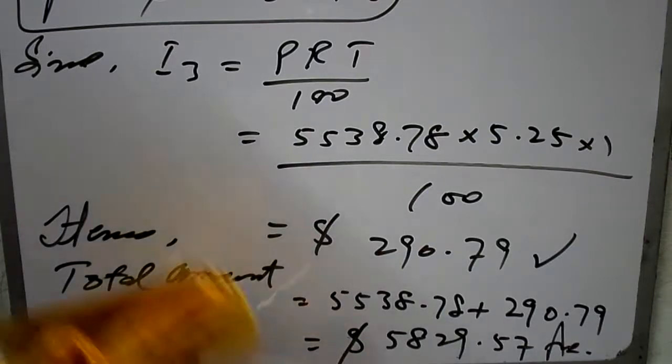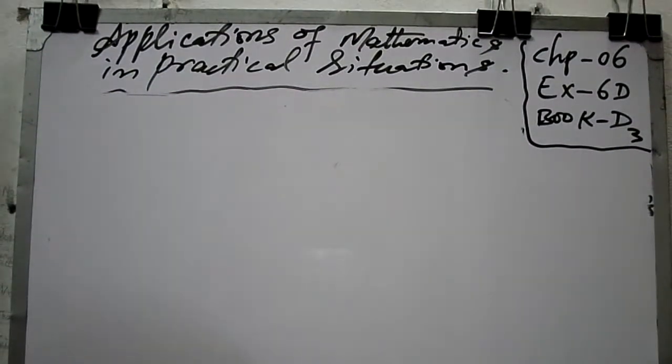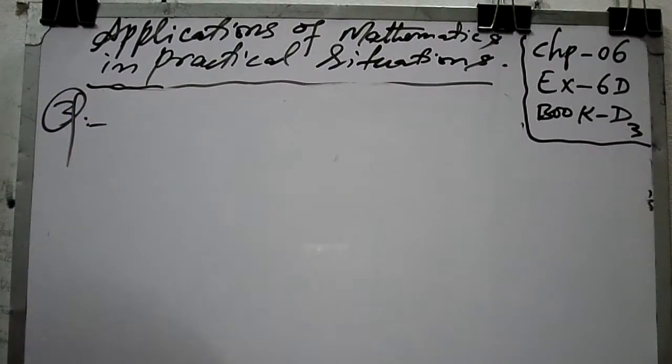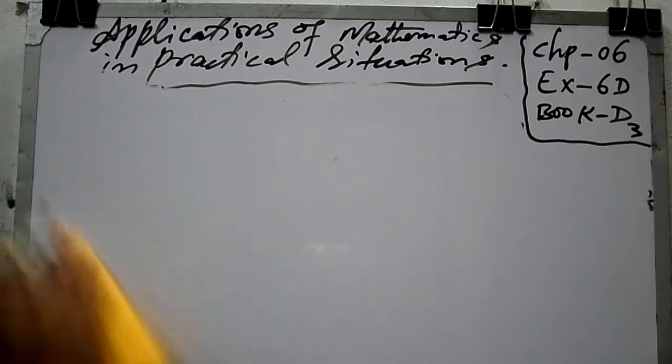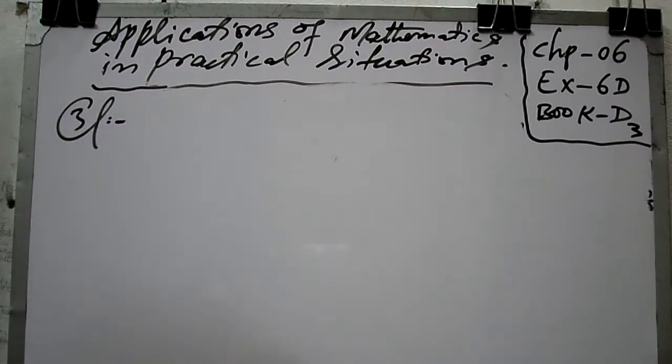Now coming to question number 3. Read the statement carefully in question number 3. John invests $800 at 12 and a half percent per annum compound interest compounded monthly. What is the amount of interest at the end of the first year?